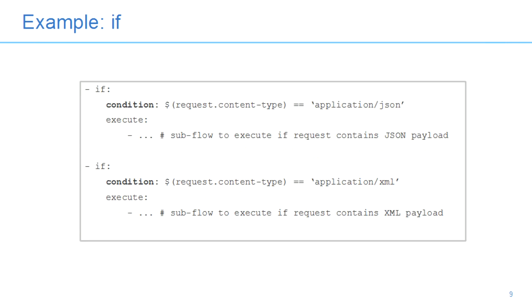And later on, an example of if. Again, conditions are a JavaScript expression. You can reference, as you can see here, one of our assembly variables, request content type. But pretty much we're evaluating JavaScript at this point. If it evaluates to true, we're going to execute a subflow.